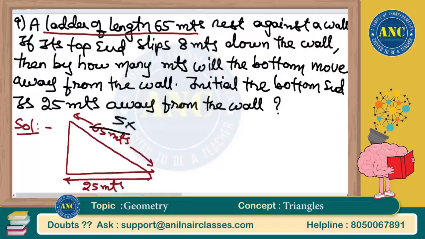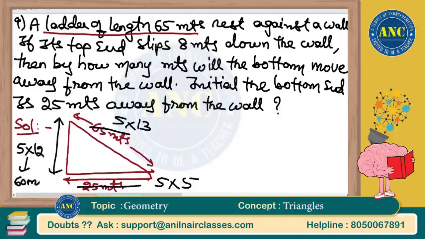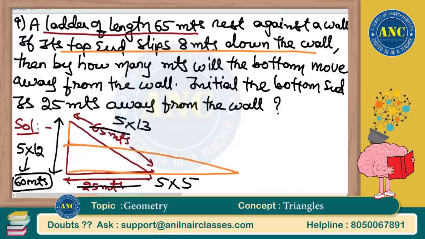This is nothing but 5 13s are 65, and 5 5s are 25. So it is a 5, 12, 13 derived triplet. 5 12s are 60 meters. Now, if its top end slips 8 meters down the wall, now it is like this. If it slips 8 meters, 60 meters, 8 meters down is 52.